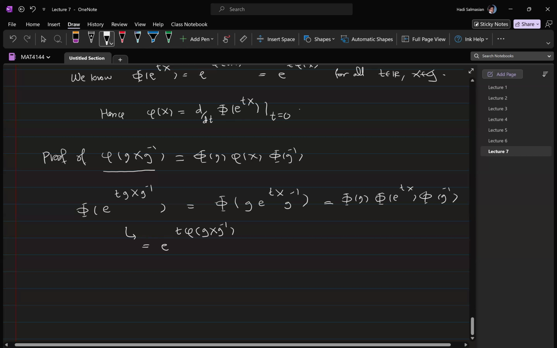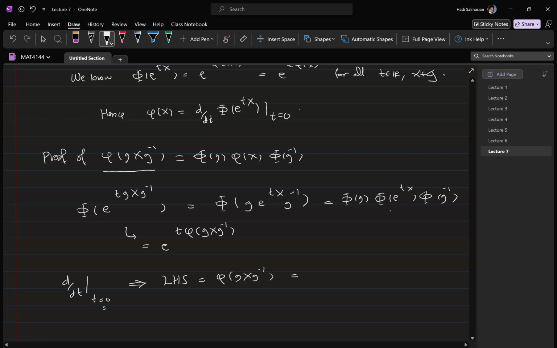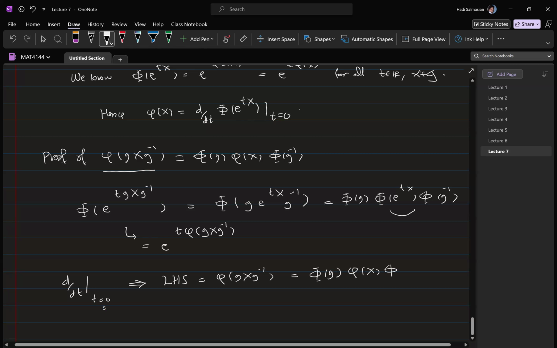And now all I need to do is differentiate both sides again at t equal to 0. On the left-hand side, I get the derivative of this e to the t times phi of conjugation. So I just get phi of the conjugation. And on the right-hand side, I get the derivative of this. But now this is just some constant matrix. I have to differentiate the thing inside. But that derivative is just little phi x by the definition of little phi x, or rather by part 3 of this statement. So I get phi g little phi x phi g inverse, which is the right hand side.